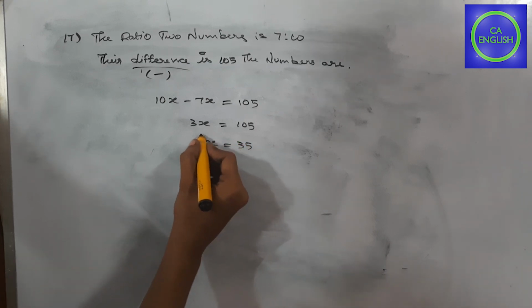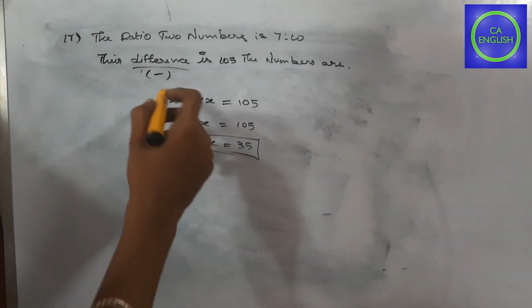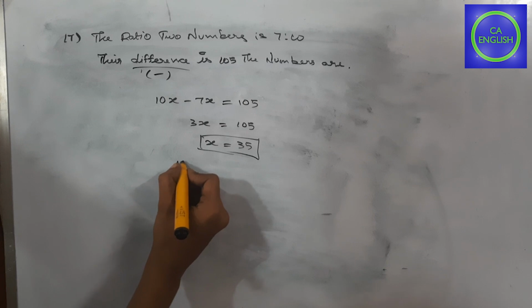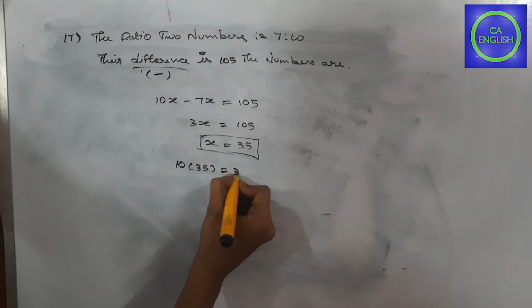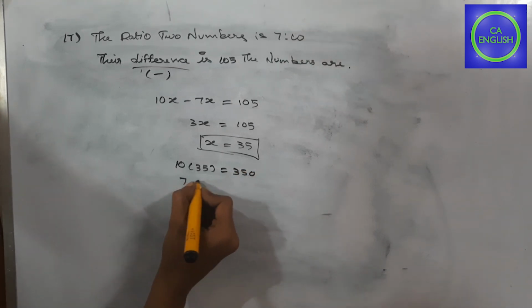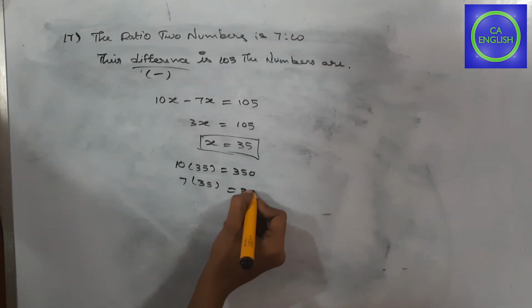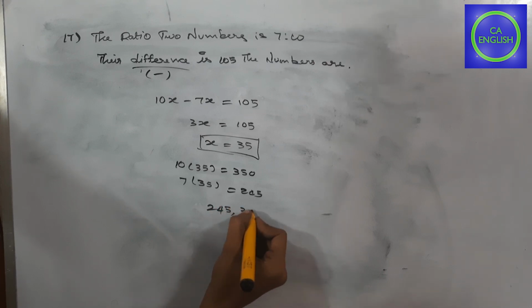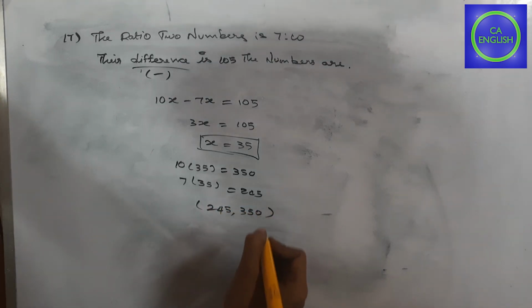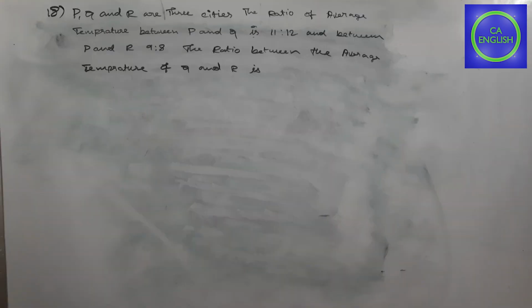The answer x is 35, not the complete question's answer. We want to substitute the x value in their places. 10 into 35 equal to 350. Then 7 into 35 is equal to 245, and the answer is 245 comma 350, and the option is C. That's it.